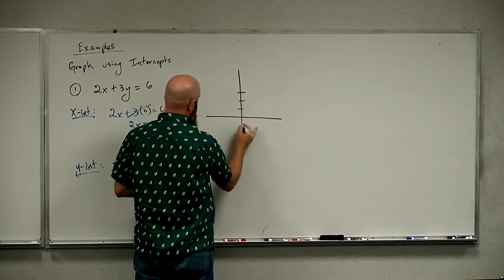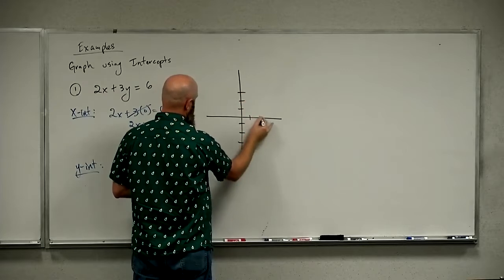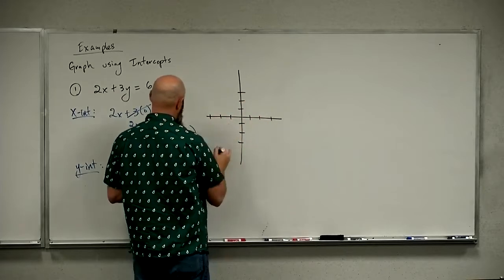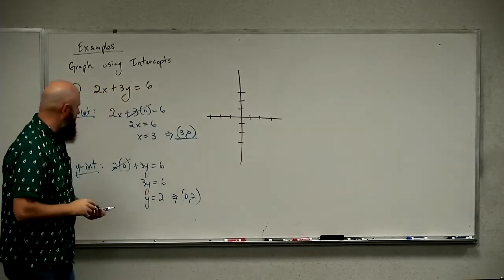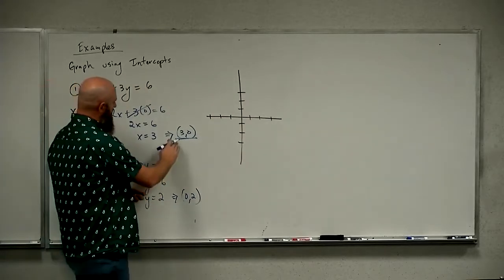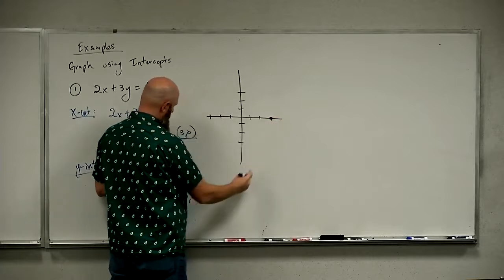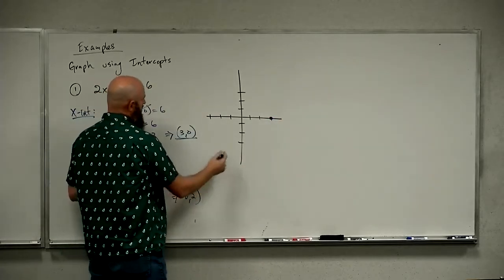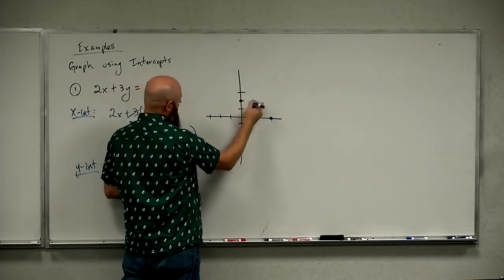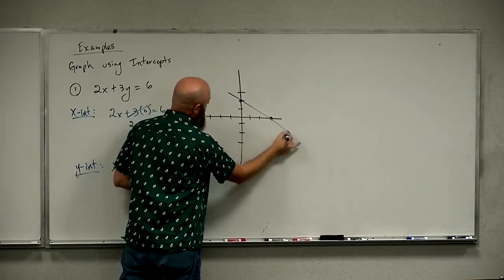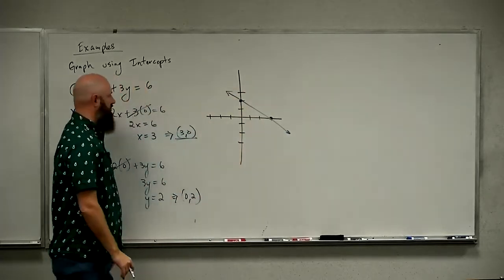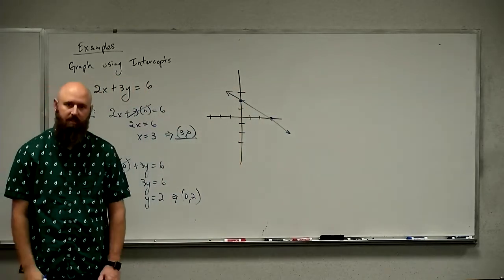1, 2, 3, 1, 2, 3. I didn't have to go out very far because I only have 2 and 3 there on those. So let's graph our first one, 3, 0. So we're going to go out to 3, 0 here. 0, 2. So we're going to go up to 2. And so then we connect those two dots. And there is our graph.